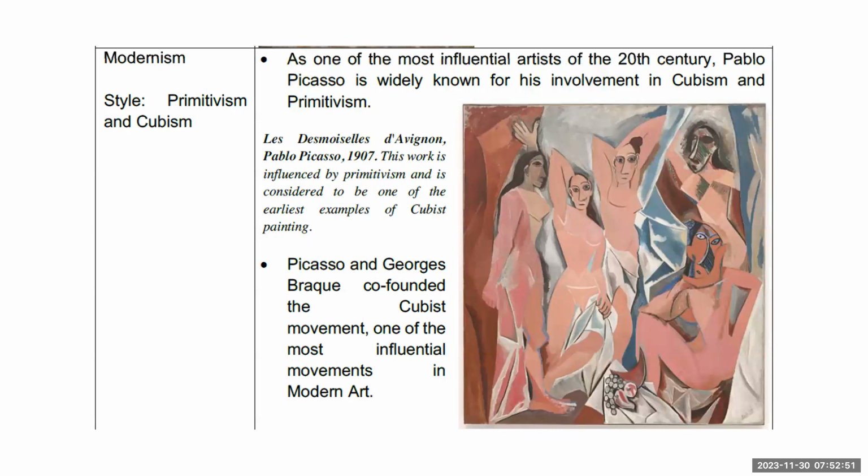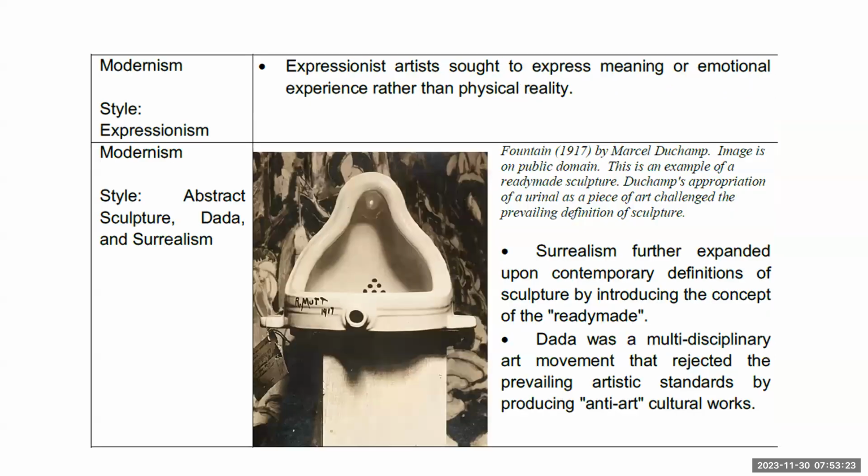We also have Primitivism and Cubism. One of the most influential artists of the 20th century, Pablo Picasso, is widely known for his involvement in Cubism and Primitivism. Example, Les Demoiselles d'Avignon by Pablo Picasso in 1907. This work is influenced by Primitivism and is considered to be one of the earliest examples of Cubist painting. Picasso and Georges Braque co-founded the Cubist movement, one of the most influential movements in modern art.